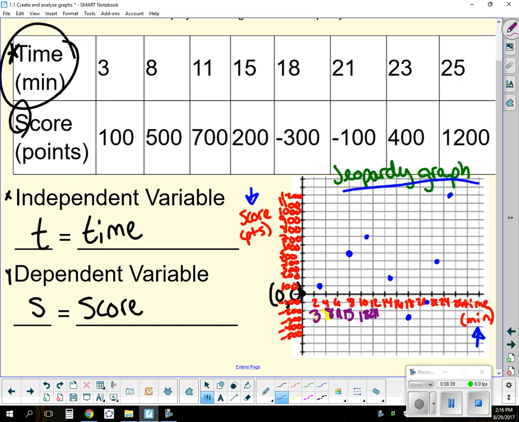Those aren't the same gaps each time. Here you'd be going by 5, then by 3, then by 4. You cannot make a graph like that. Likewise, it would not have made sense to over here go 100, 500, 700, 200, negative 300, negative. That's not how we count. Okay, so you need to make sure you are going by the same interval each time.